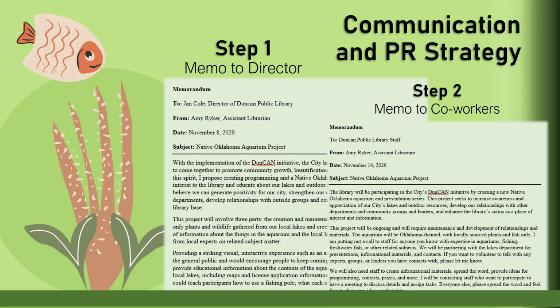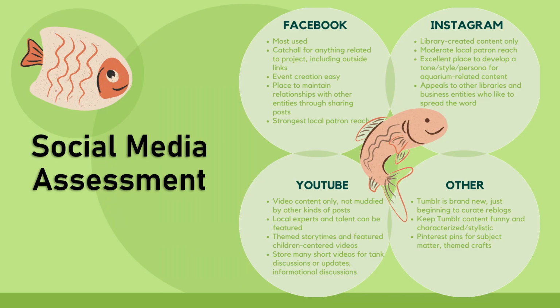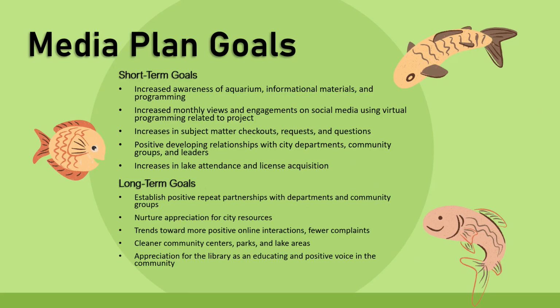Step 1 of our community and public relations strategy is to persuade the leadership to give the go-ahead to the project. If approved, a memo explaining the project and goals to the coworkers who will be involved will be required. I analyzed the target library's social media usage and determined how we can utilize each form of media for this project. With our media plan, we hope to meet several short-term and long-term goals.